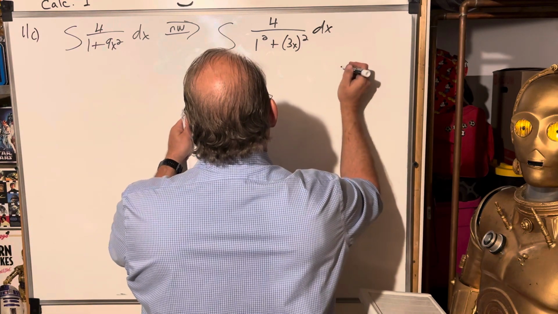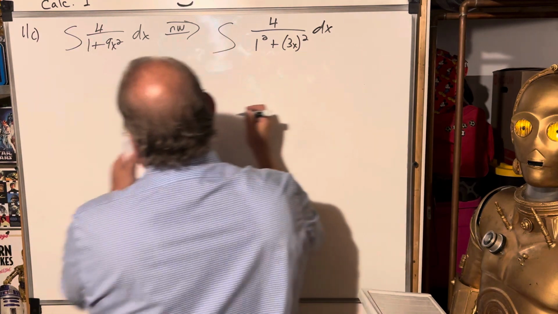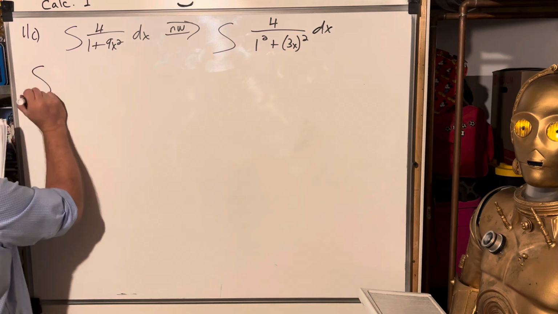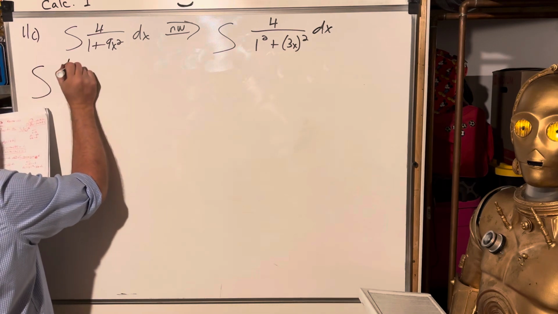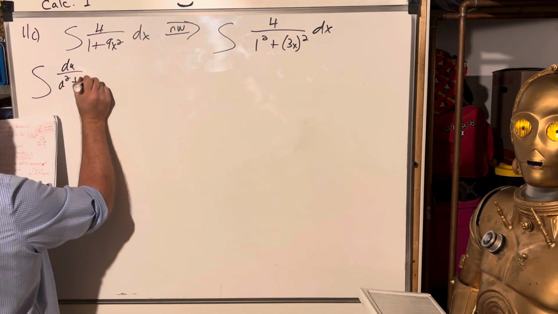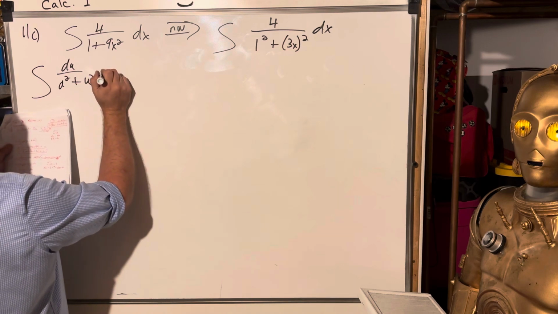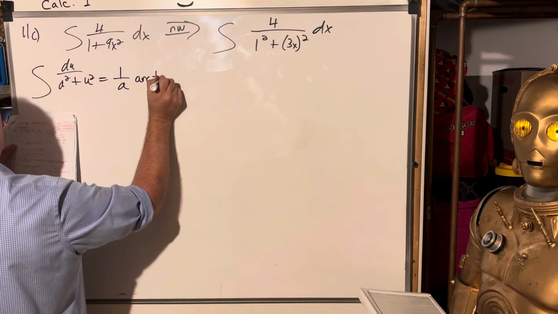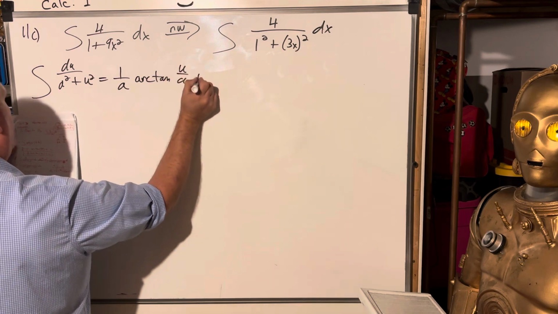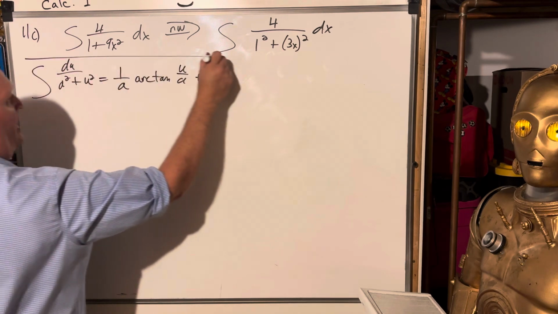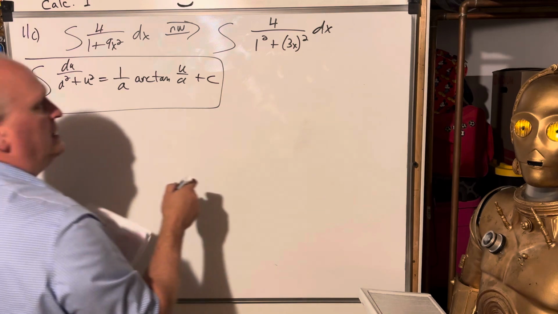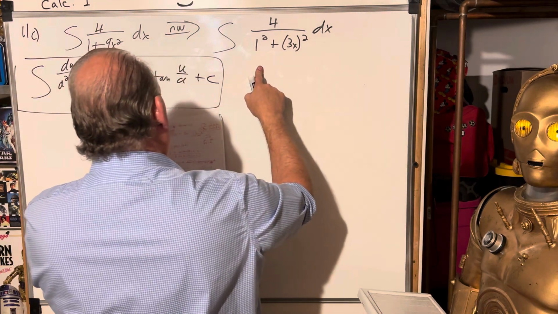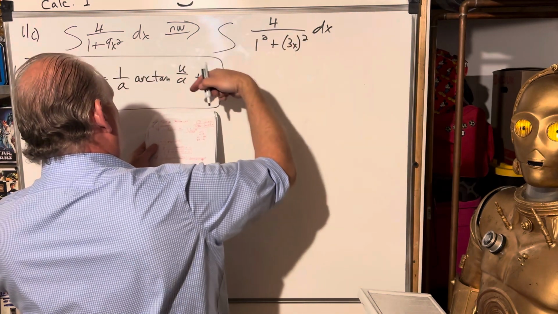So what does that look like here? I'll put it over here. That is du over a squared plus u squared is equal to 1 over a arctan of u over a plus c. That's the formula we're using. So we got that 4. Let's ship that out front.